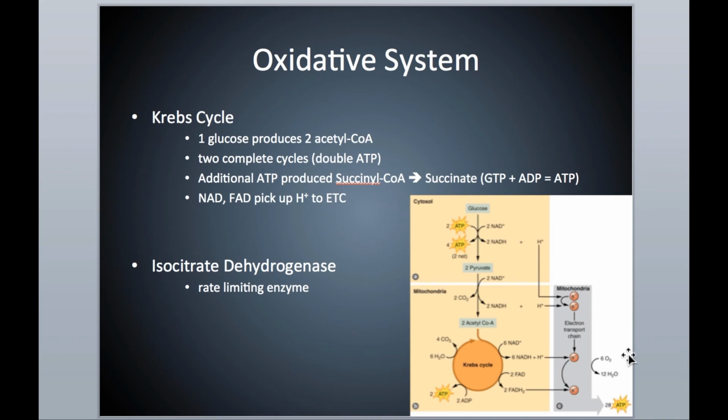Now for this system, isocitrate dehydrogenase is the rate-limiting enzyme. Again, the more ATP that we have, it's going to decrease the activity of isocitrate dehydrogenase. The less ATP that we have, the more activity that's going to be associated with isocitrate dehydrogenase.